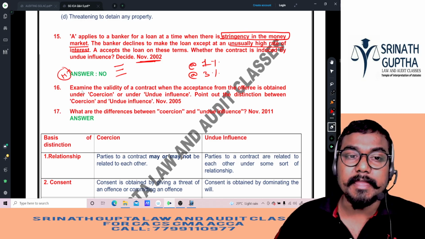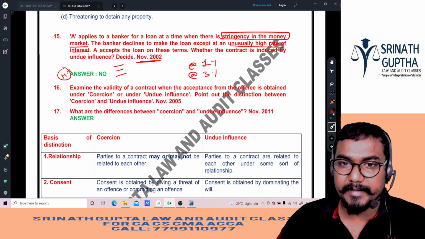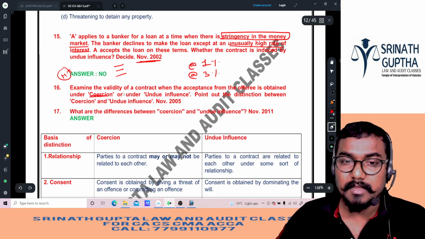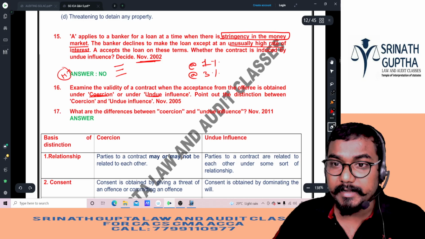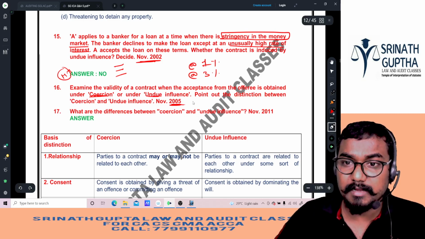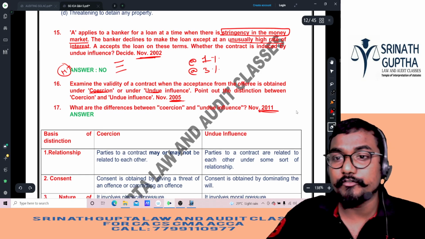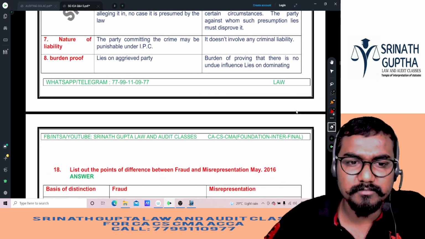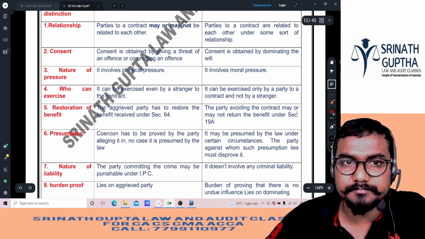Examine the validity of the contract when the acceptance of the offer is obtained by coercion or undue influence. Point out the difference between coercion and undue influence. The question was asked in 2005 and 2011 also beta. Difference between undue influence and coercion. It may be given for a maximum of 5 marks beta.